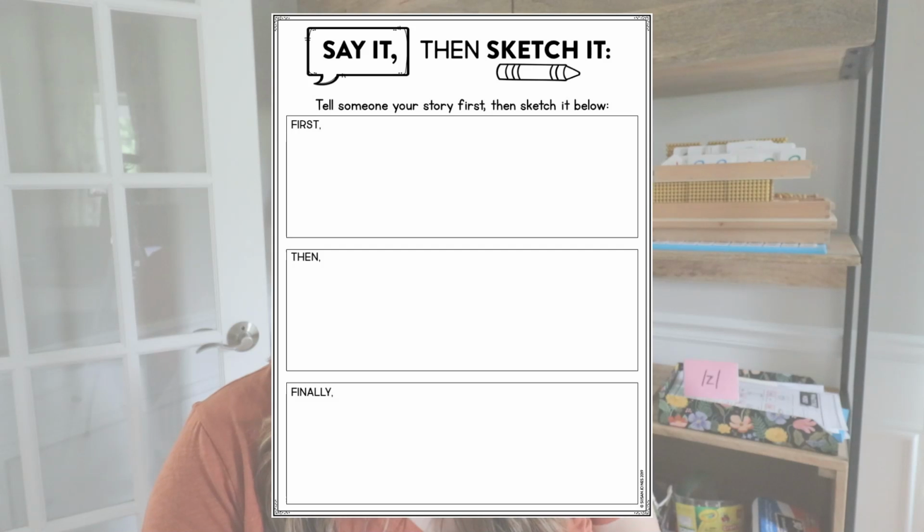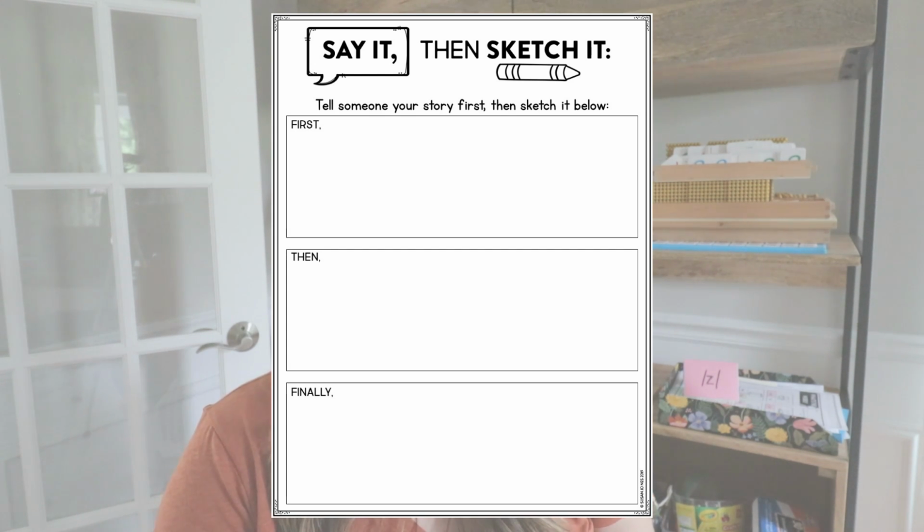Just pointing that out. So now students have gone back to their seats and they are going to tell someone their story first and then sketch it below. So they will do this step by step. With the person sitting next to them, they will say first, and then they'll tell the first part of their story. Again, we've already brainstormed what idea they're going to write about, what part in their life, something that really happened, and so on. So they'll say first, they both share it, and then they go ahead and sketch it below.